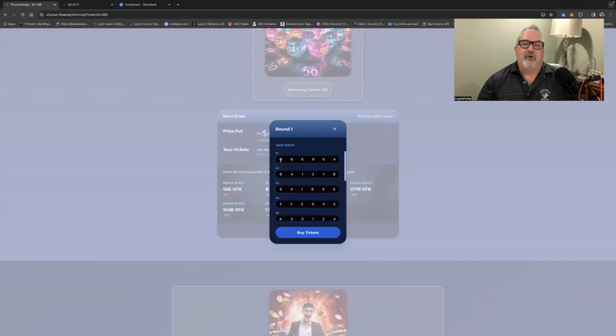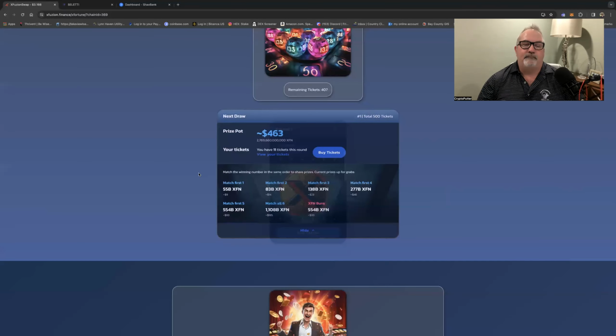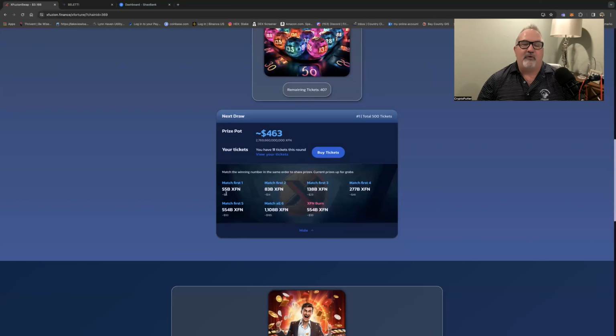And the first number was zero, and the second number was eight. All right. If I match the first number, 55 billion XFN tokens. If I match the first two, 83 billion XFN tokens. And you can see their respective dollar amounts underneath that. And if you happen to get all six of them, that's 1,108 billion XFN tokens, or $185.